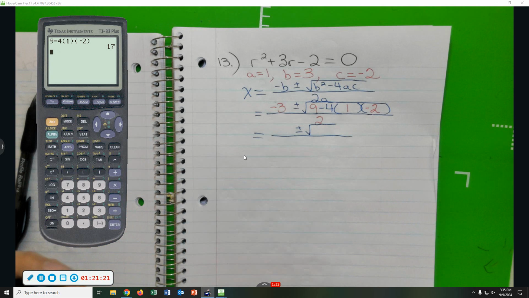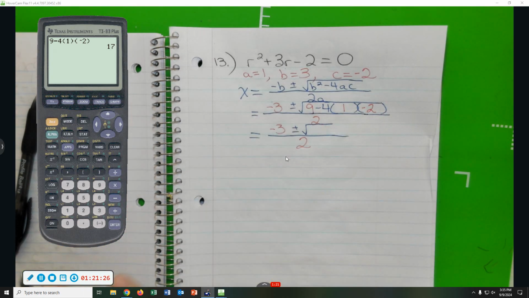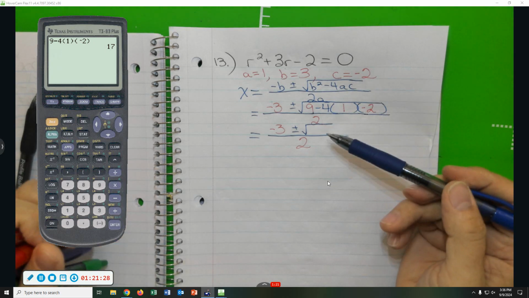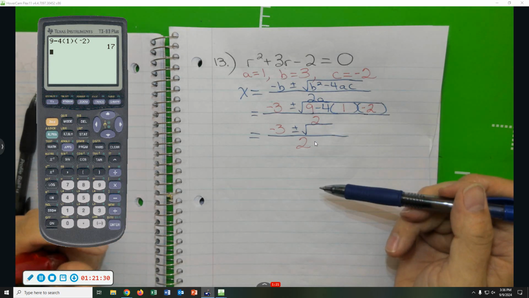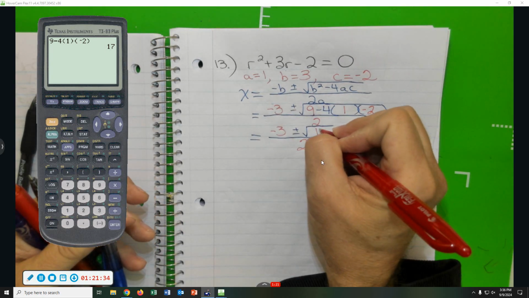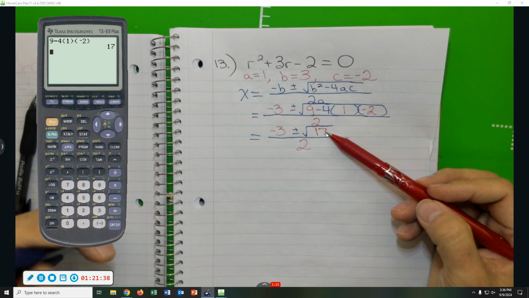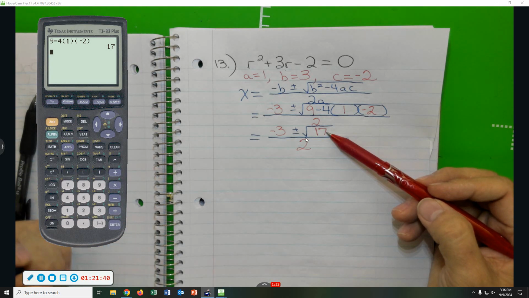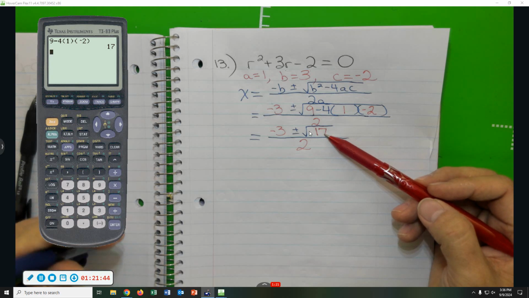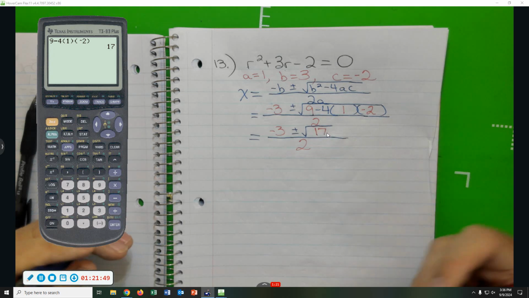Then I'm going to ask them some questions. I want them to analyze what their answer is going to look like. Am I going to have an i in my final answer? No. What about the 17 there? Is 17 a perfect square? No. 17 is a prime number, so there's no perfect square factor that we can bring out.